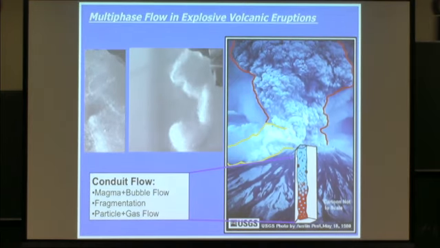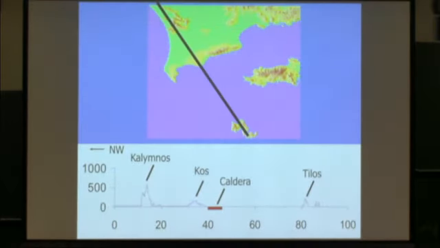And the first thing I want to do is try to put some time constraints on eruption duration for very large eruptions. So I'm going to do this at a system called the Kos Plateau Tuff. Kos is an island off the coast of Turkey. It's a Greek island off the coast of Turkey. So this is reconstructed for past sea levels, but this is part of Turkey here. The island of Kos is there.